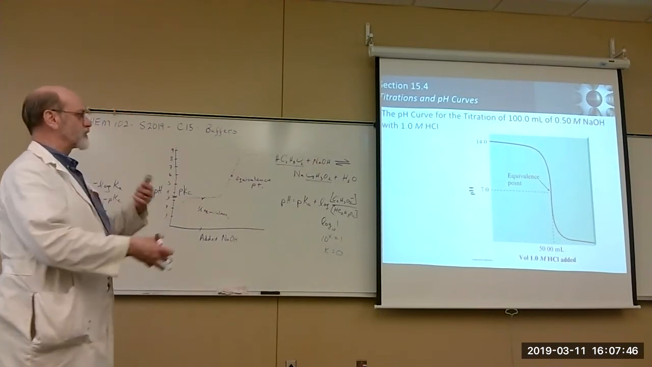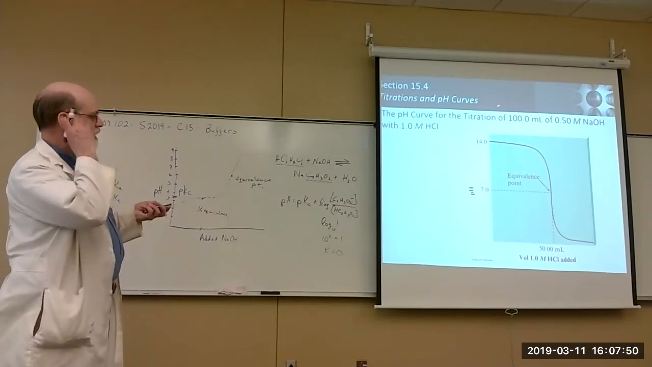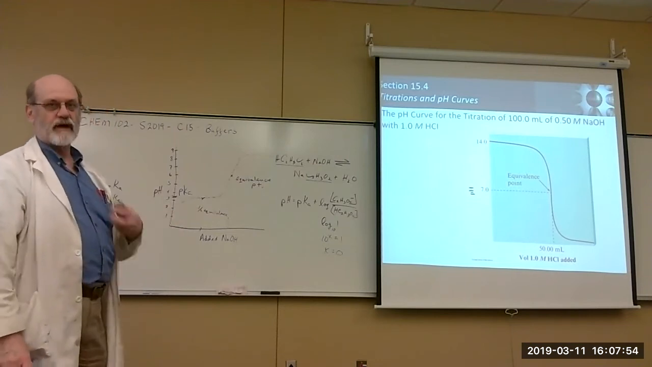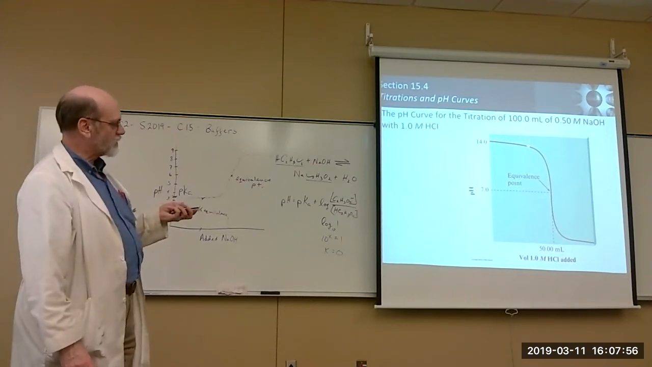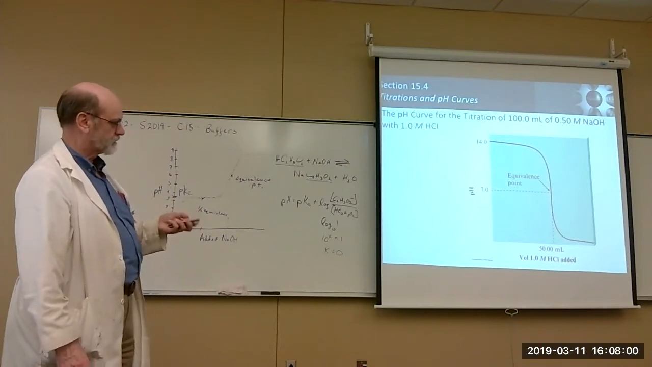This is just the reverse titration. Right? So if you have sodium hydroxide, you're starting off at a high pH, adding acid, and you come down the slope to the equivalence point, you're still at pH 7. Right?